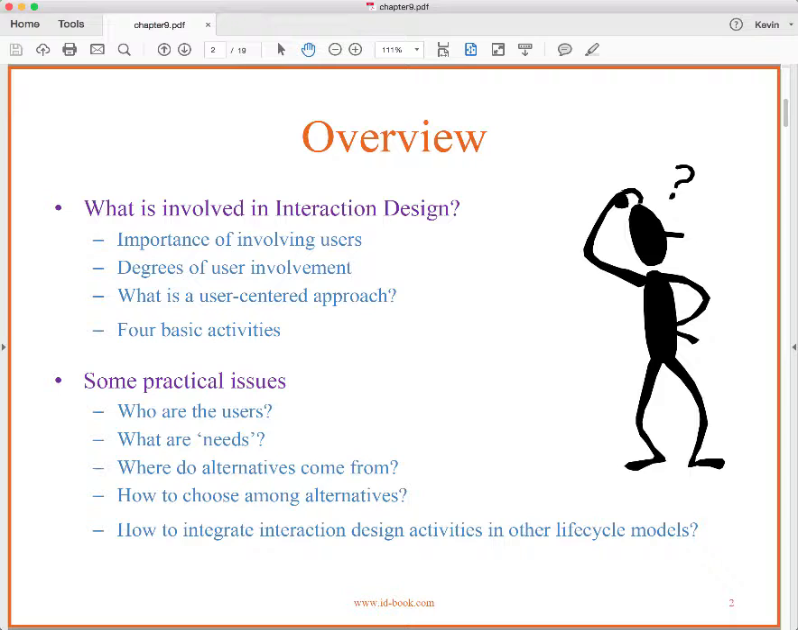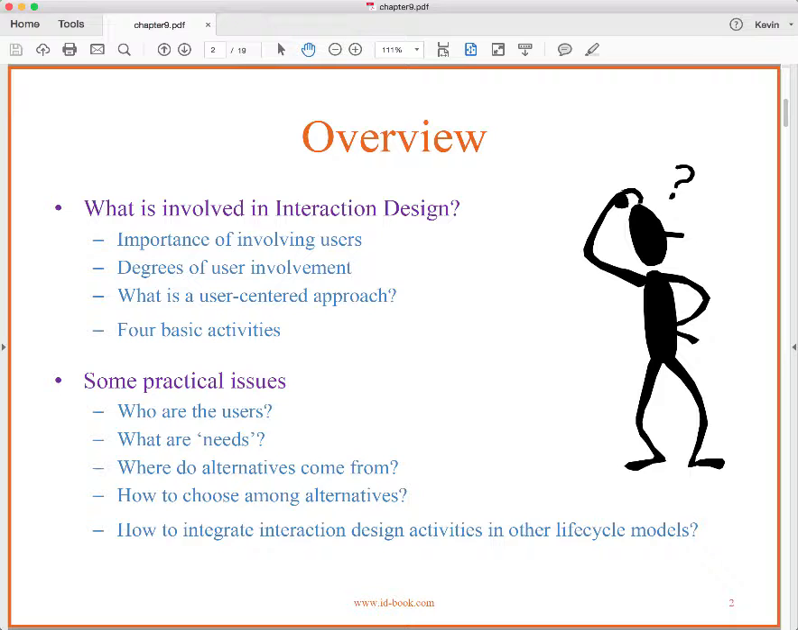So we're going to ask the question, well, what's involved in interaction design? We're going to be talking about the importance of involving users. Not too surprising in our course, which is called User-Centered Interaction Design. Talk about the different potential degrees of user involvement in our process. Talk about what is a user-centered approach and how it might be different from other approaches that one could take. And then we're going to talk about the 4 basic activities that make up interaction design. And these are establishing requirements, designing alternatives, prototyping, and evaluating.